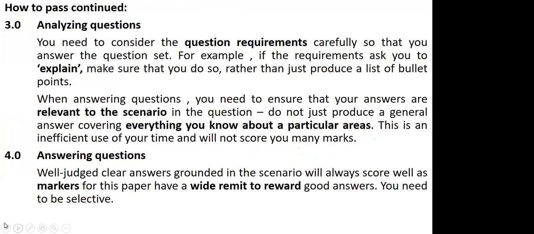It says analyzing questions. This is a very, very important point. You need to consider the question requirements carefully. It's very common for students to start setting their own questions. You don't understand the question and you give a correct answer to a question that has not been asked. And no marks are awarded, not a single mark, even for a correct answer to a question not asked. If the question requires you to explain, make sure that you explain rather than just produce a bullet point. You have to explain, which means somebody should be able to understand. You cannot hide by being too brief.